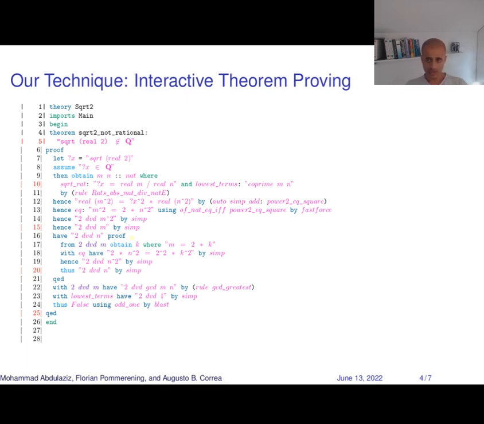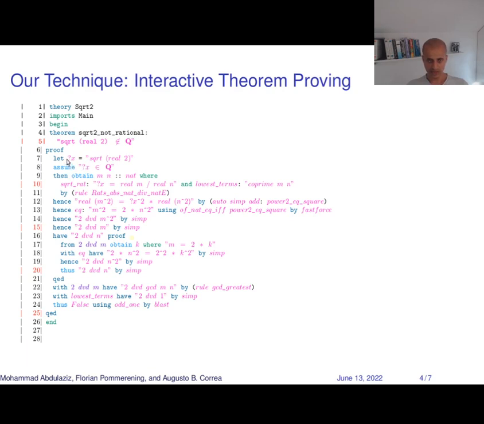Our approach is to use interactive theorem provers to perform this proof. The interactive theorem provers are mechanized formal mathematical systems in which one specifies definitions, statements, and proofs in a formal language, and the interactive prover makes sure that the proof only follows from a specific set of axioms. In our case, we use the interactive prover Isabelle/HOL. An example proof using that system is on the slide here, where a proof of the fact that the square root of 2 is irrational is presented.